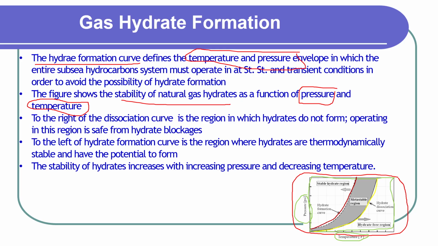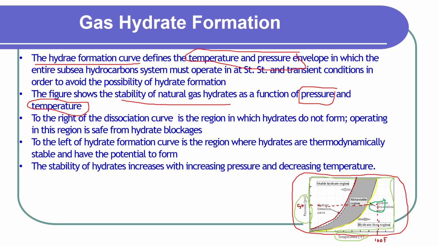So when you operate in this region, let's say the temperature is, imagine, 100 Fahrenheit, and the pressure is approximately, let's say, 50 psi. These are not accurate values, by the way. This is just imagination, just to demonstrate. So imagine that you have a value of 50 psi and temperature 100 Fahrenheit. This means that in this condition, since you are to the right of the hydrate dissociation curve, you will not form the hydrate.